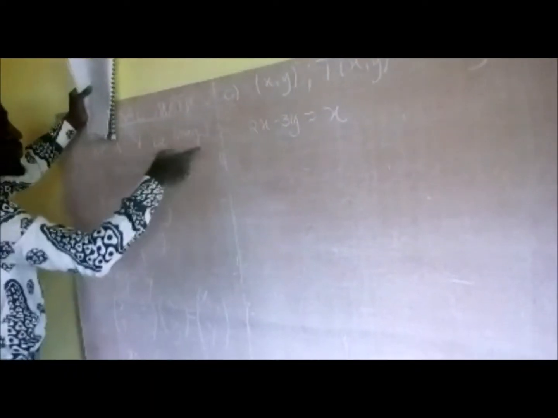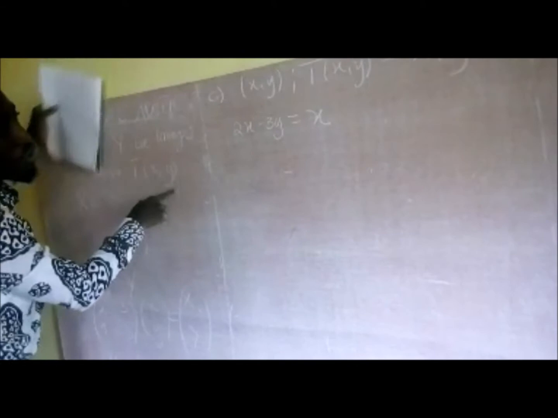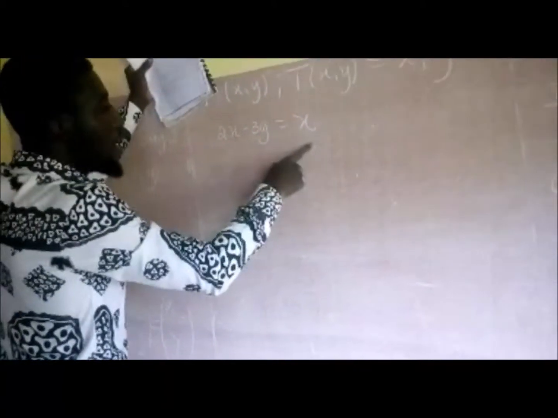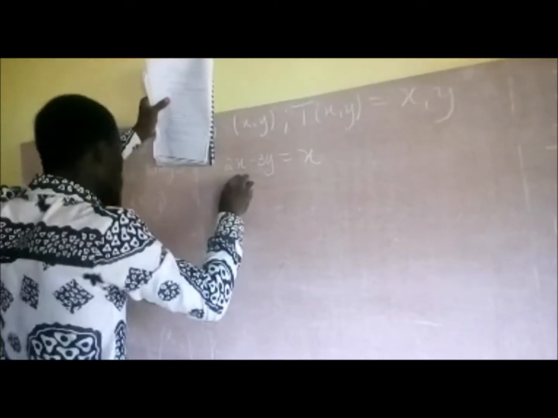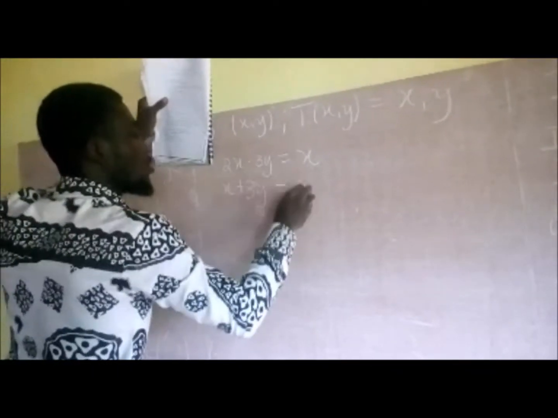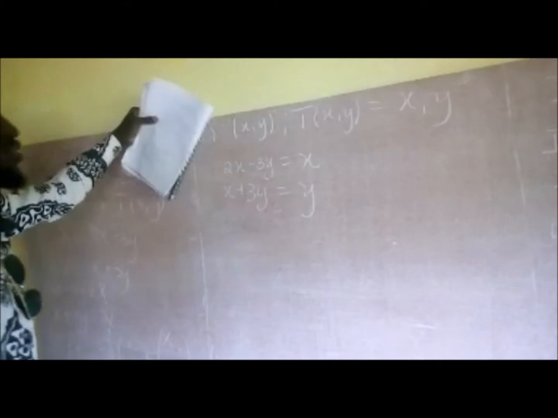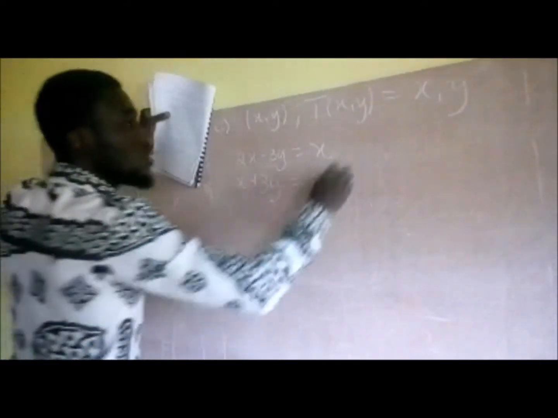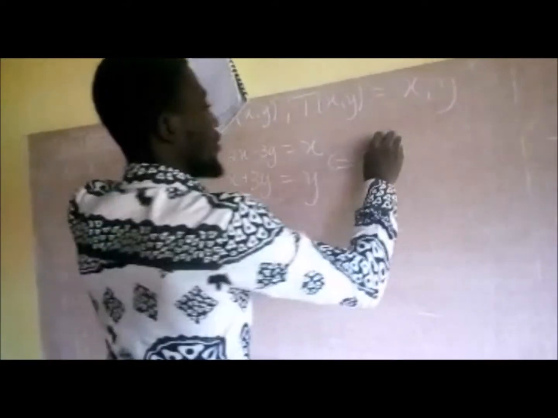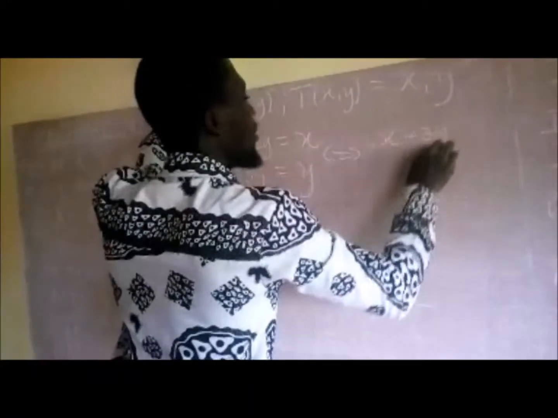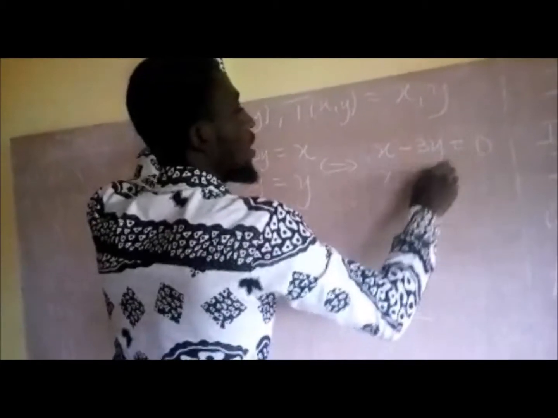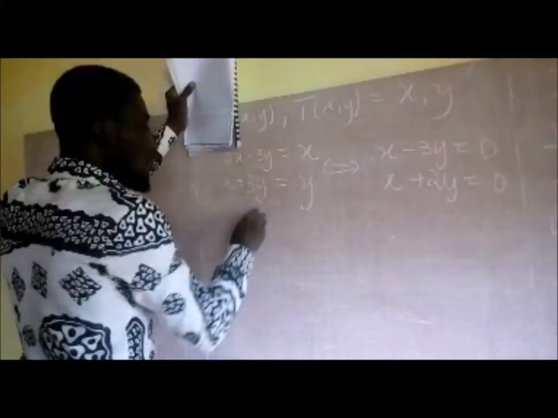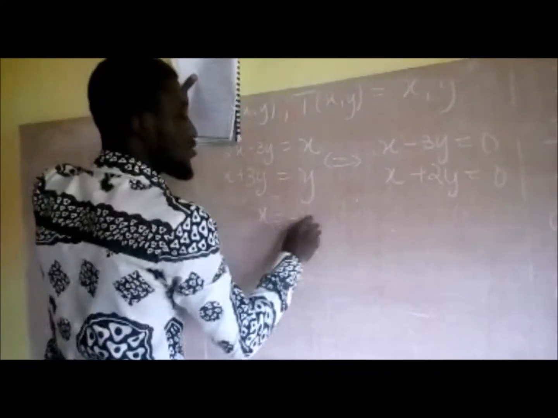For me to determine the invariant point, it means that if I take x and replace in this transformation, I'm going to have the same value x. If I take y and replace in the transformation, I'm still going to have the same value y. So I can solve this equation. It becomes a simultaneous equation. This is the same as x minus 3y equals 0, and I also have x plus 2y equals 0. From the second equation I have x equals negative 2y.